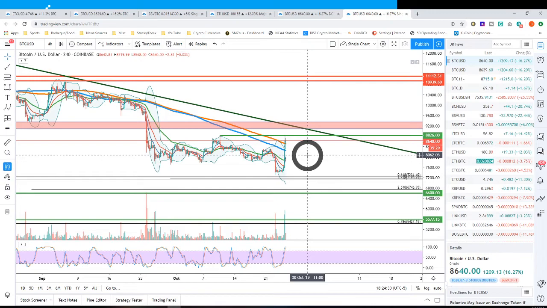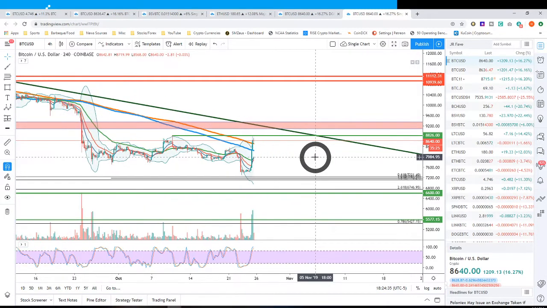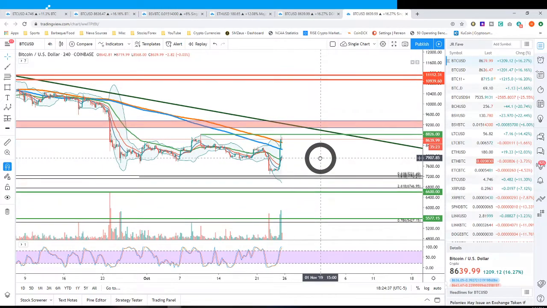And that's because of stuff like that. Margin. So stay away from margin. Too much risk.